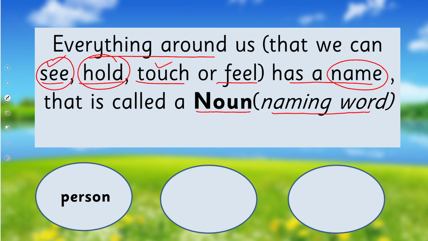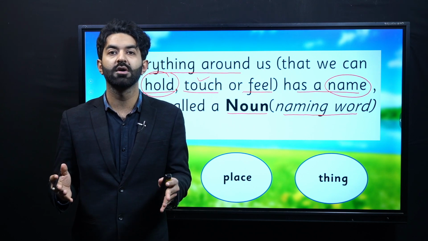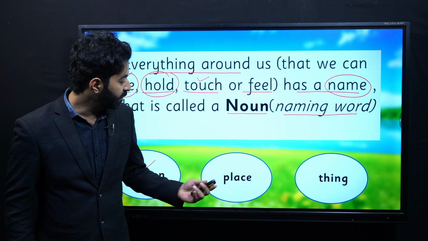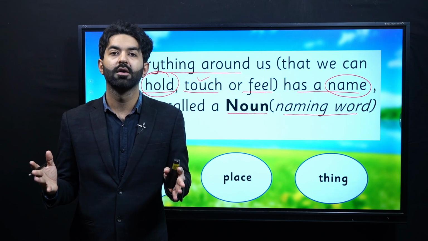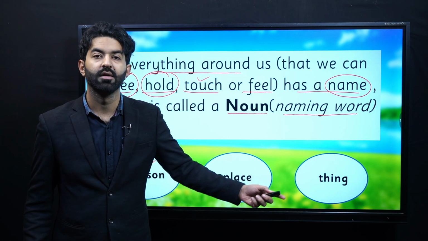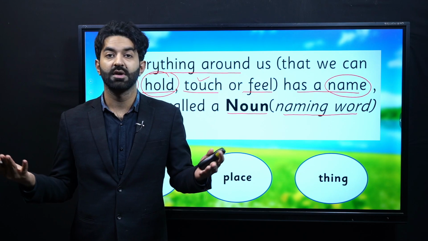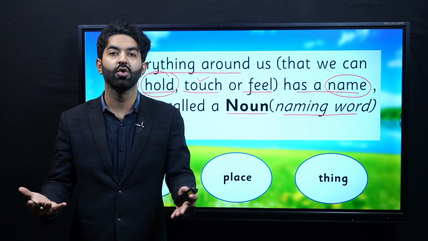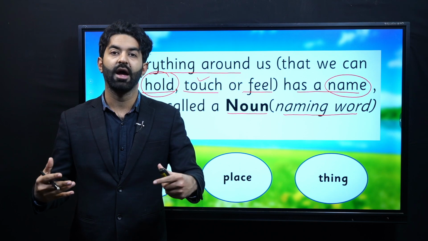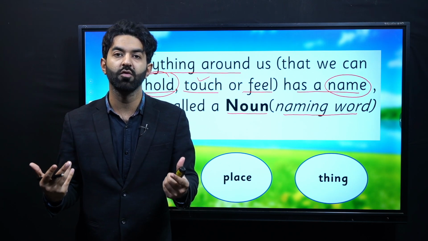For example, a person, any place, anything. It can be any person. It can be you. It can be your brother or sister, your parents, your teacher. And then it can be any place like a park, like a hill station, and also a thing. Can you see any things surrounding you? Of course, you can see the whiteboard. You can see the chair. All of these things are having a name which we call naming word.